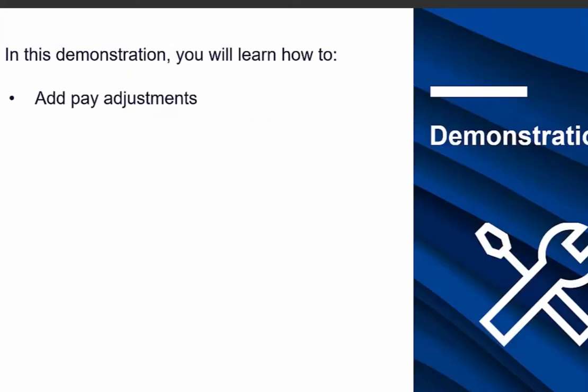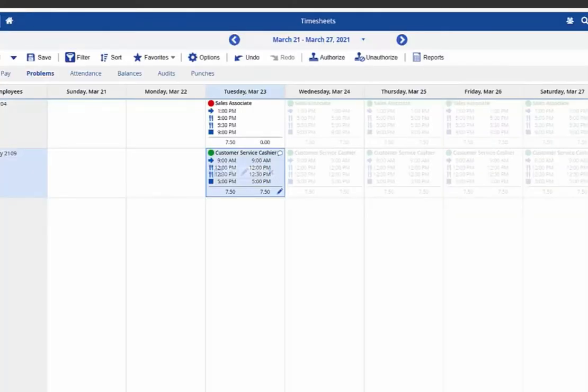Let's go to day 4 to add a pay adjustment. While filtering for shifts that have not been worked, we notice that Eric Ellis does not have any punches on Tuesday. Eric called in sick on Tuesday. We will adjust his Tuesday shift to sick pay and add a comment that says Eric called in sick.